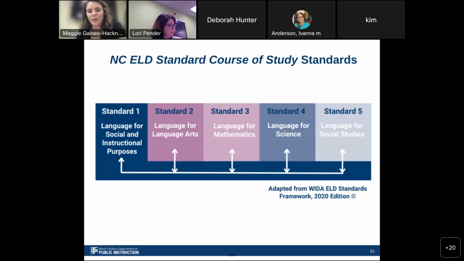And here we have the 5 standards. The very first one we have is standard 1, the language for social and instructional purposes. It's broader in scope and applicability than the other 4 are. So it's kind of crossed and associated with all of the other discipline specific learning. So standard 1 kind of encompasses all standards.